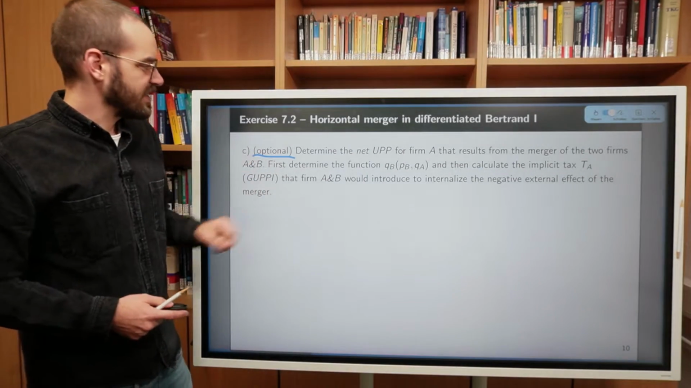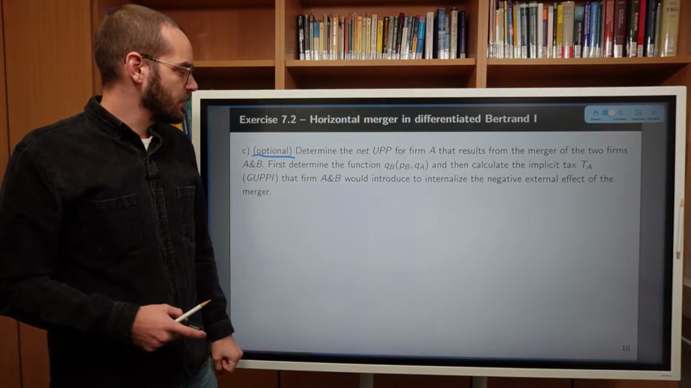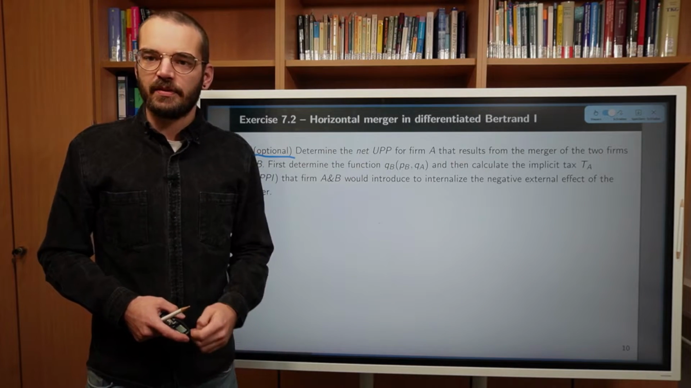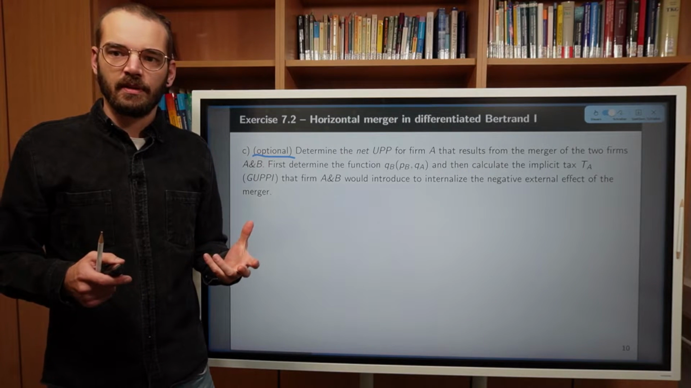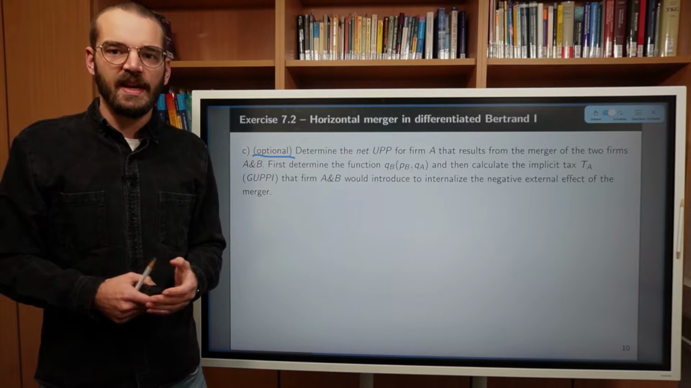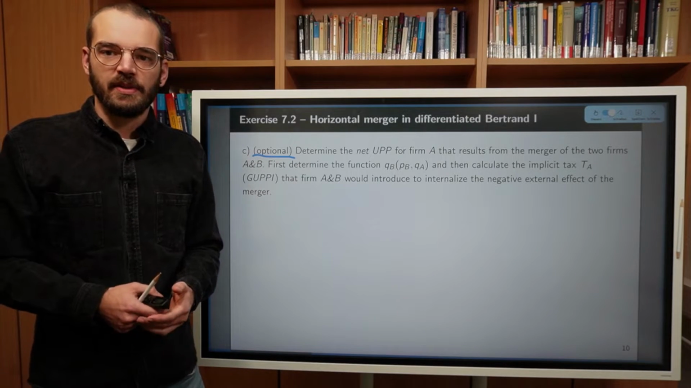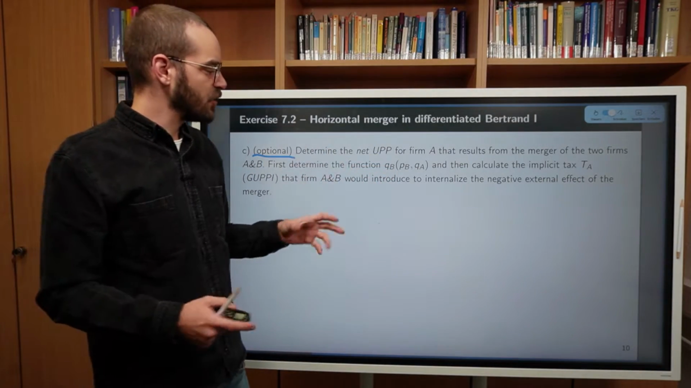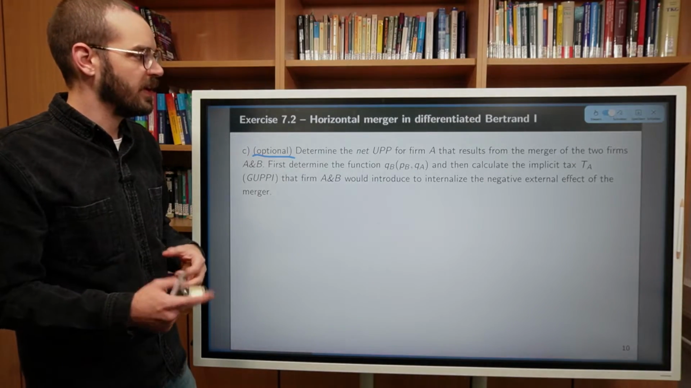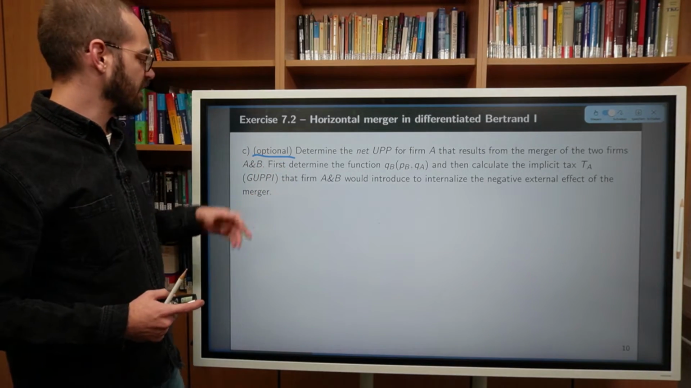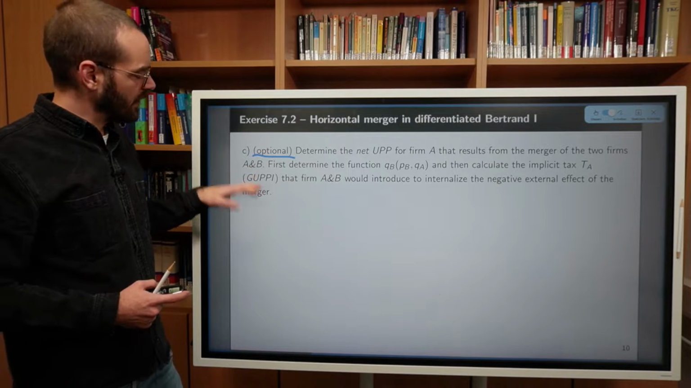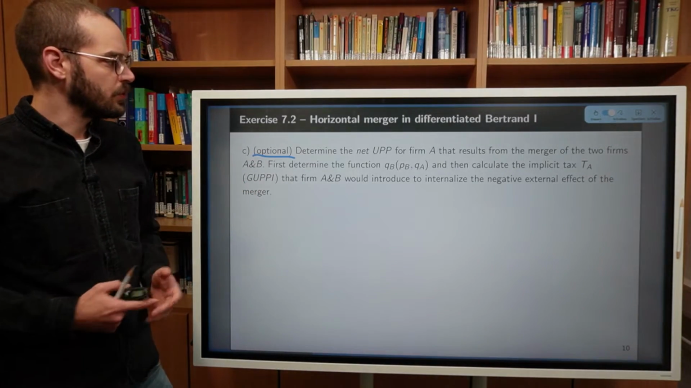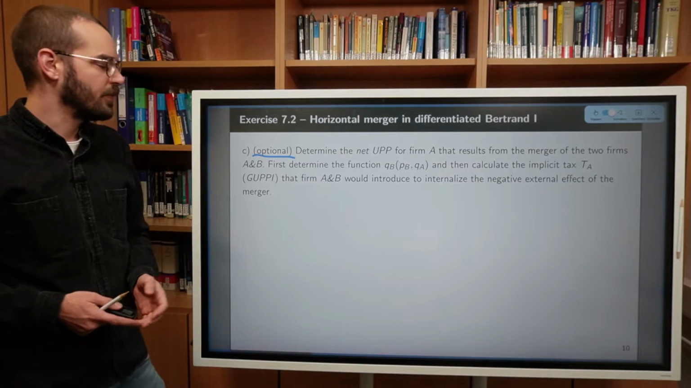In this optional task C, we are asked to determine the upward pricing pressure UPP for firm A that results from the merger of the two firms A and B. For this, we are first asked to determine the function QB, so the quantity of good B as a function of the price of good B and the quantity of good A. Then we are asked to calculate the implicit tax TA, the gross upward pricing pressure index, or GUPPI, that firm A and B would introduce to internalize the negative external effect of the merger.